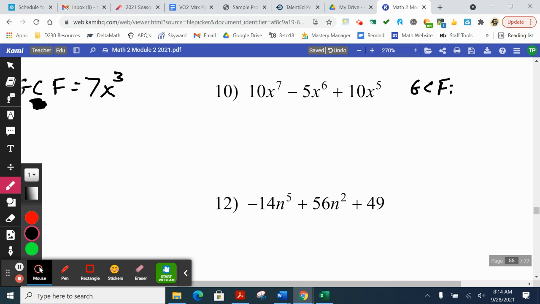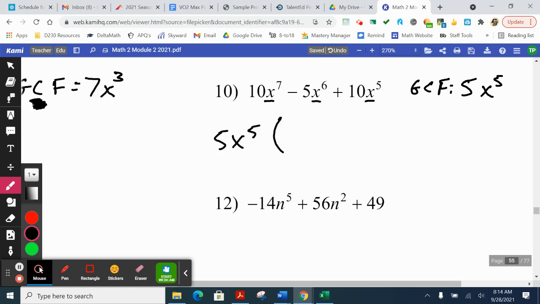All right, number 10. What do you think? For the 10, the 5, and the 10, what's the biggest number that goes into all 3 of those? Good. So numerically, we want a 5. All right, then we go to all of our x's. And if I have 7 x's, 6 x's, and 5 x's, they all have at least how many? 5. Good. So 5x to the 5th should be our greatest common factor. Okay, so that's what we would have pulled out.